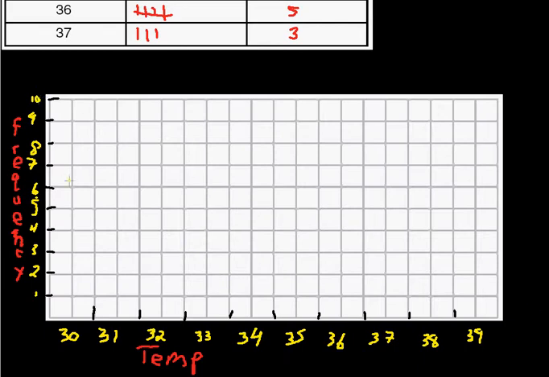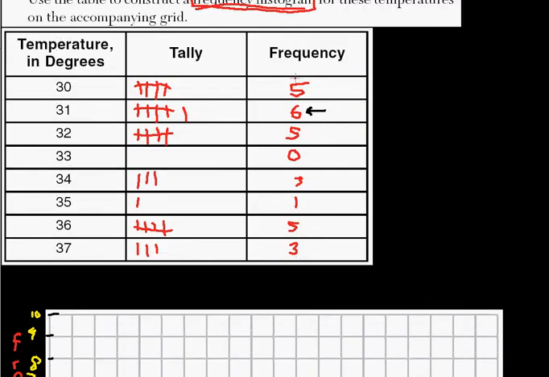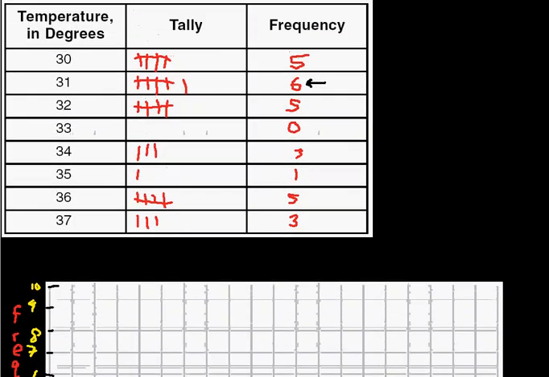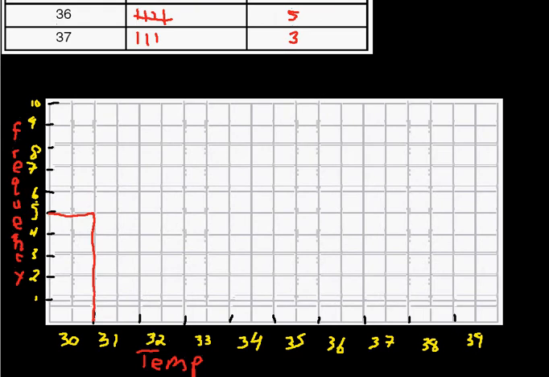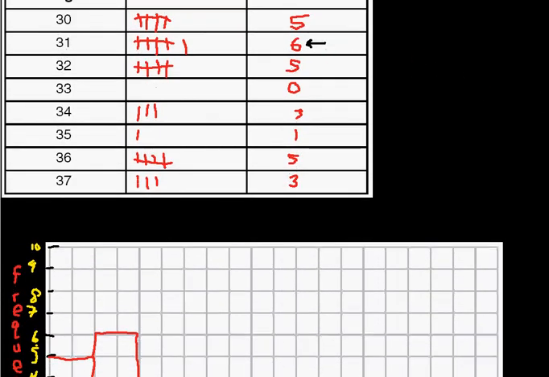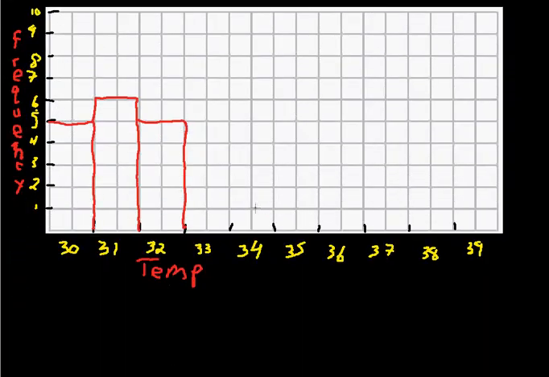And again, I'm using a mouse, so it's kind of hard to write these numbers here. Now we're in the easy part of the graph. We've done all the hard, boring work. Now it's 30 degrees. We have 5, so we just go up to 5 and put a bar like that, and we're done. For 31 degrees, we have 6, so we go up to 6 and put a bar like that. For 32 degrees, there were 5 days, so we draw a bar like that. For 33 degrees, there were 0 days, so we're just going to leave it blank.